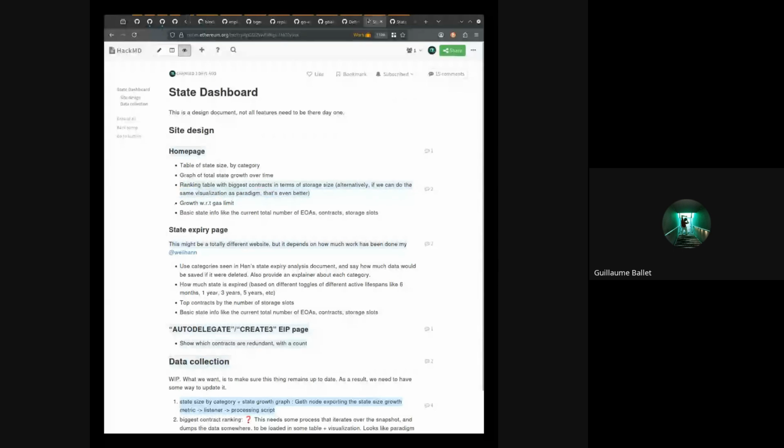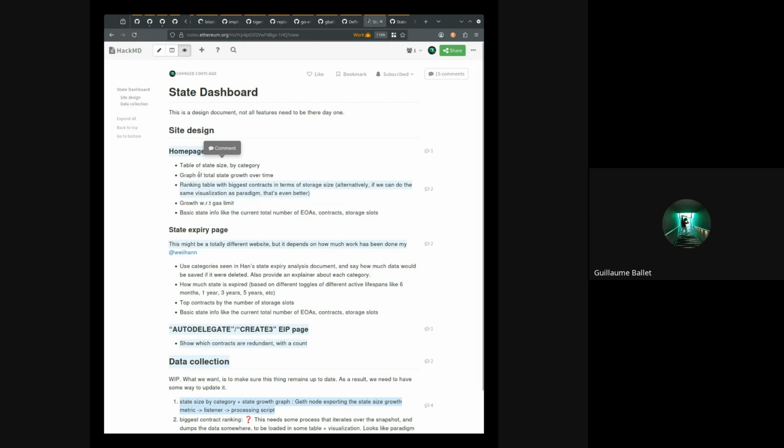So let me look for the window, as I always do. Yes, here we go. I don't know if you guys can see my screen, but we have a state dashboard. This document is going to be published this week. We still need some input from some people, but we would have a homepage showing the state size by categories. So how much are the accounts, how much is the storage, etc. This is the equivalent of a DB inspect in Geth if you do that today.